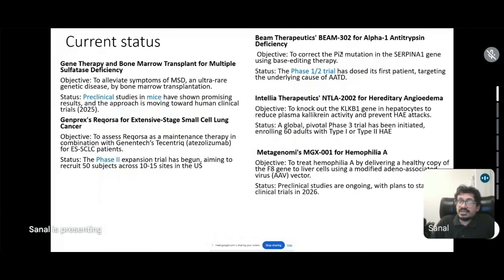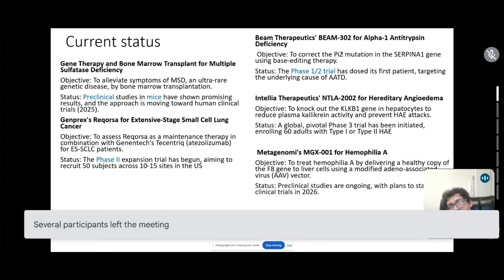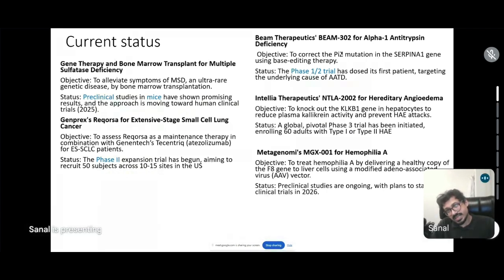So in a clinical trial, they used gene therapy, which is using base editing, which I discussed some time back, to treat alpha-1 antitrypsin deficiency. And Intellia Therapeutics launched a gene therapy for hereditary angioedema.